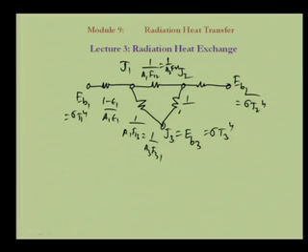And this is 1/(A2 F23) will equal 1/(A3 F32), and this portion is becoming (1 − ε2)/(A2 ε2). Okay. So, now this becomes the radiation network diagram.